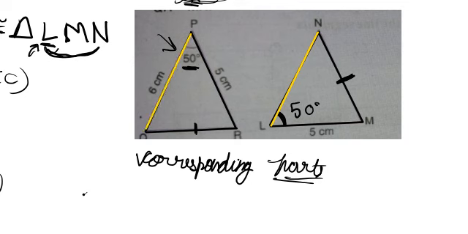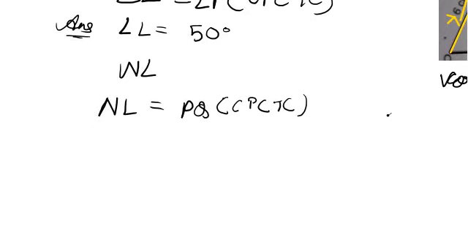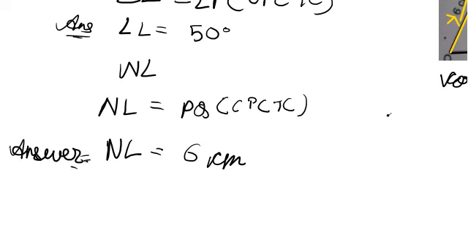Again, one length is given, that is of PQ, that is 6 centimeters, but no length for NL because we have to find it. So that means the length of NL will be that of PQ, and that is 6 centimeters, right? So the length of PQ is 6 centimeters, therefore NL will also be 6 centimeters. And this becomes another answer. All right, so NL equals 6 centimeters and angle L equals 50 degrees.